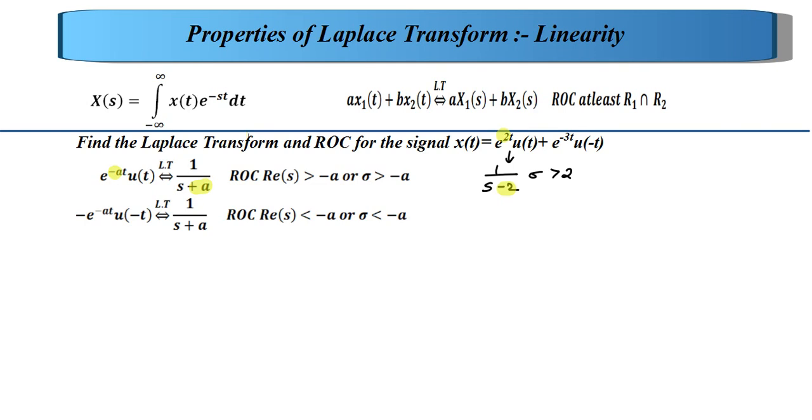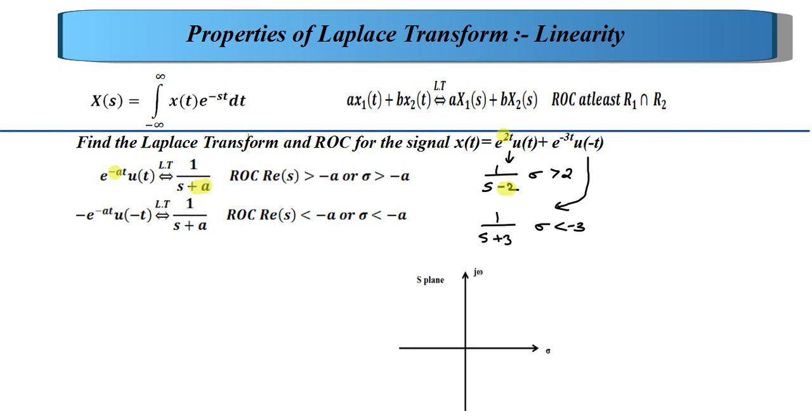And similarly you can write the next part, e raised to minus 3t into u of minus t. So based on the anti-causal signal, you can write it becomes 1 by s plus 3 and sigma less than minus 3. So we got two signals. Now we can check whether there is a common area, or we can verify the ROC.